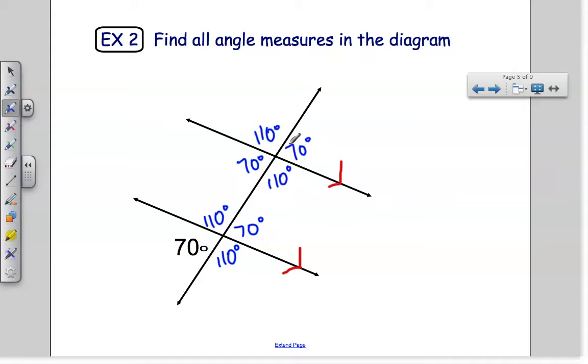And we see that they kind of match up, these 4 with these 4. So it's kind of neat when parallel lines are cut by a transversal. If you know one angle, you actually know all 8 in the diagram.